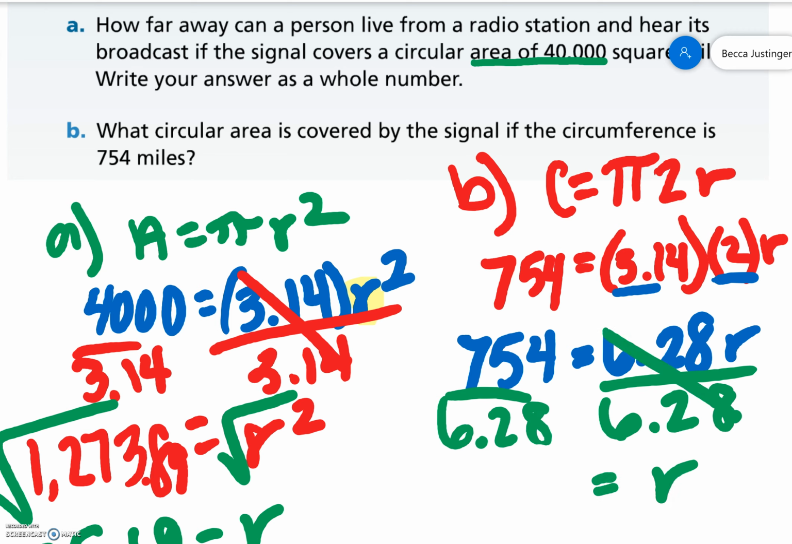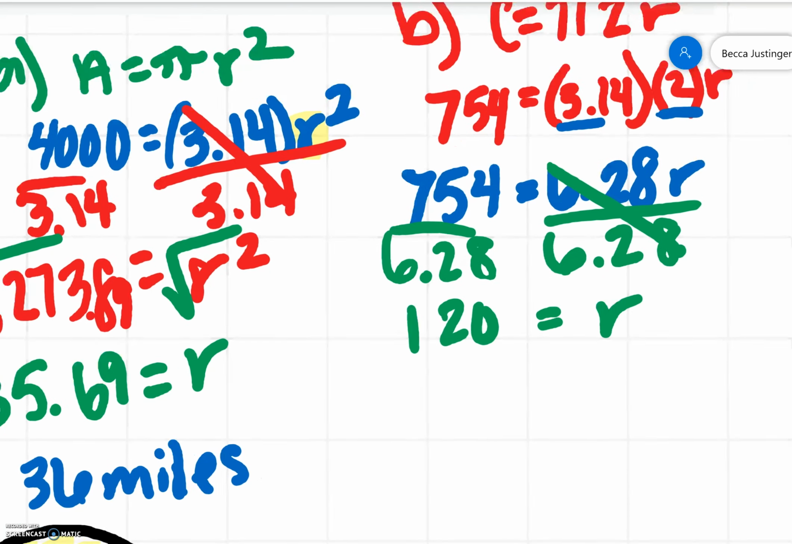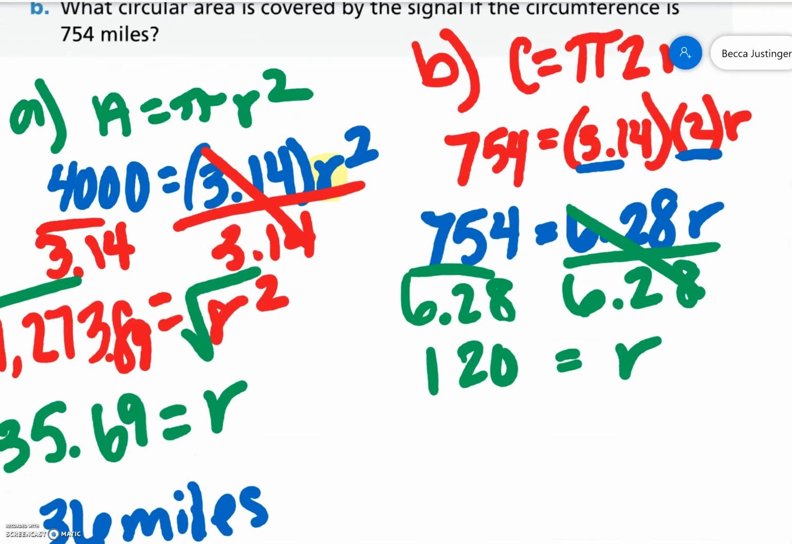R equals 754 divided by 6.28, which is about 120. That doesn't answer my question. They want to know what the circular area is. So we will find area.